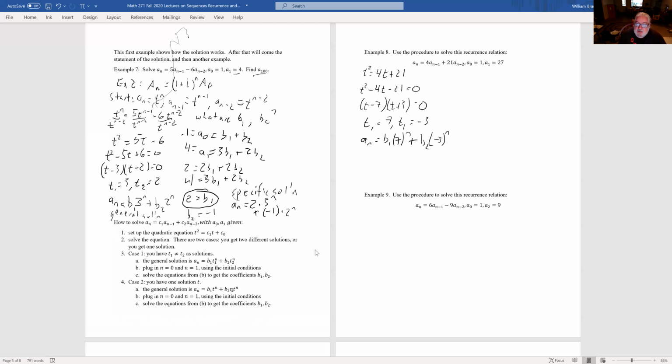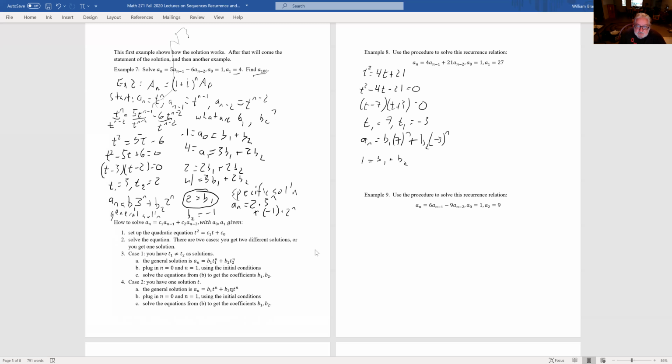Now that I have the general solution, how do I find B1 and B2 to make it a specific solution? Well, A0 is 1. So 1 equals B1 plus B2. How did I get that? Well, if I plug in n equals 0, A0 is 1. B1, 7 to the 0. 7 to the 0 is just 1, so I get B1, and then B2 minus 3 to the 0. That's going to be 1 as well.